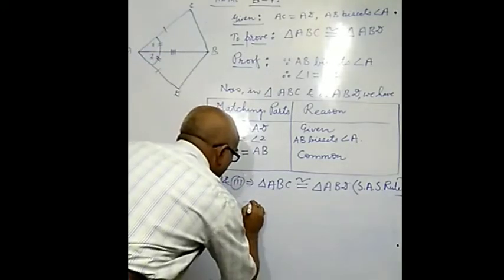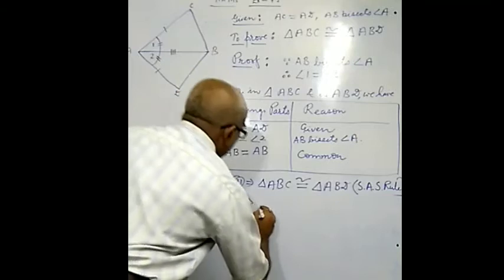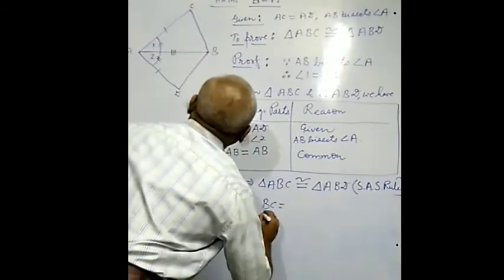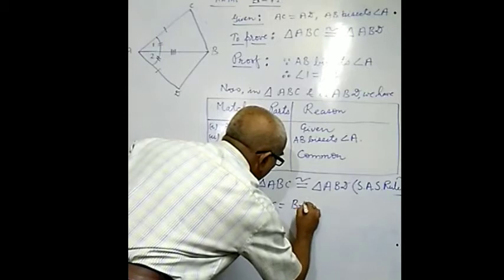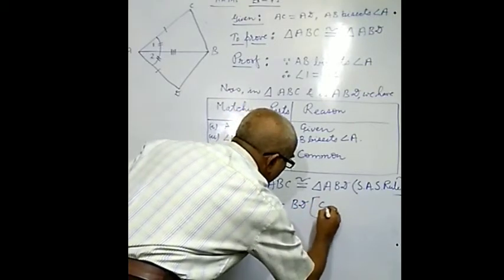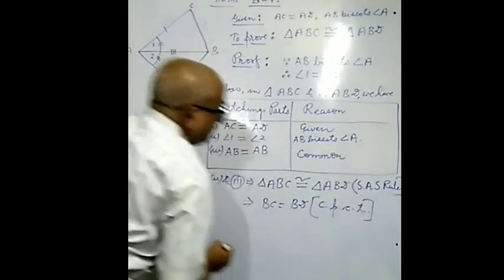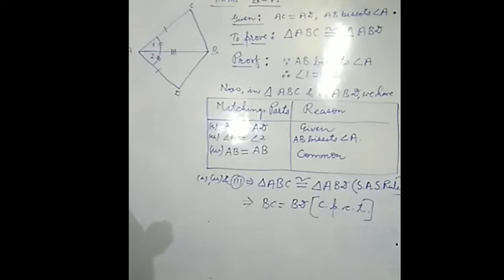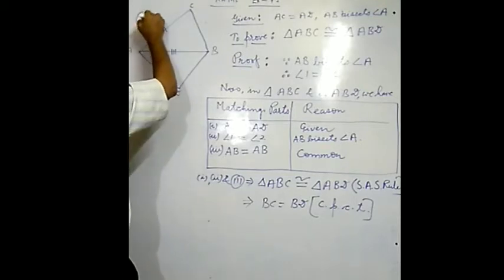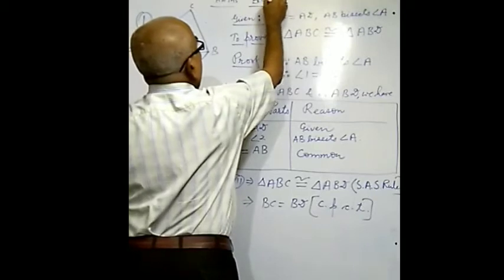So this implies BC equals BD. And what reason will be there? CPCT, corresponding parts of congruent triangles. This is the reason. On the basis of this, we can solve question number 1. This one is question number 1 of exercise 7.1. So take the screenshot or note down in your copy so that we may start question number 2.